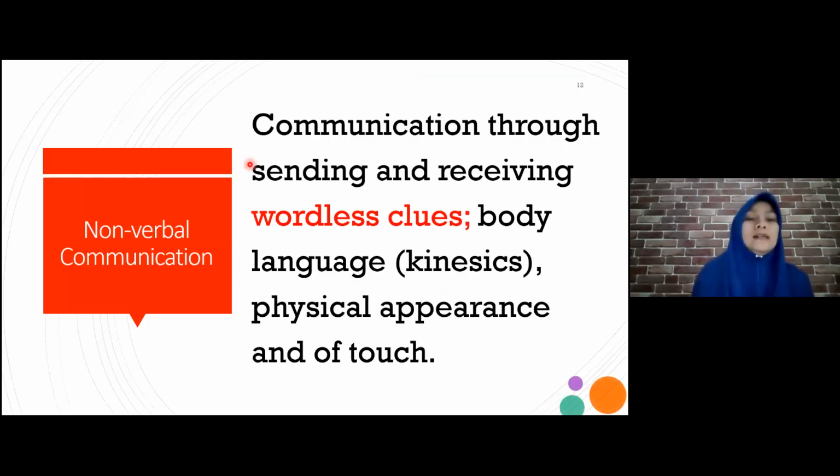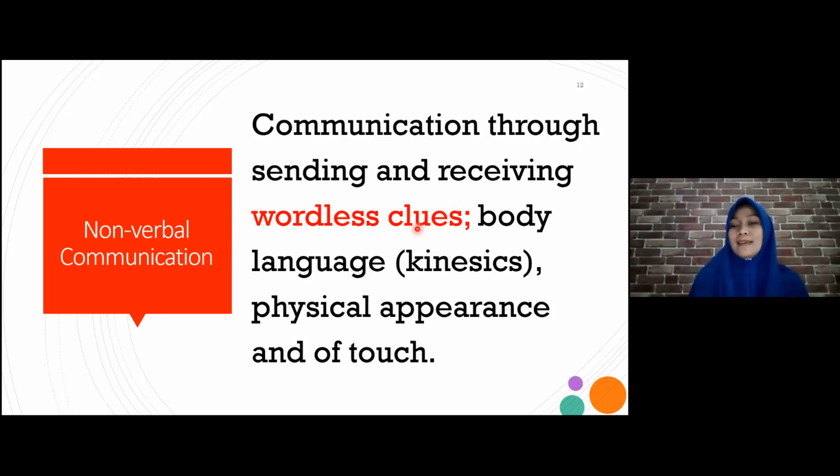Okay, the previous one is about verbal communication. Then we move to non-verbal communication. The other form of communication is non-verbal. The definition is communication through sending and receiving wordless clues. See, the bold one, the red one, wordless. So wordless means it is without words, but it has clues.